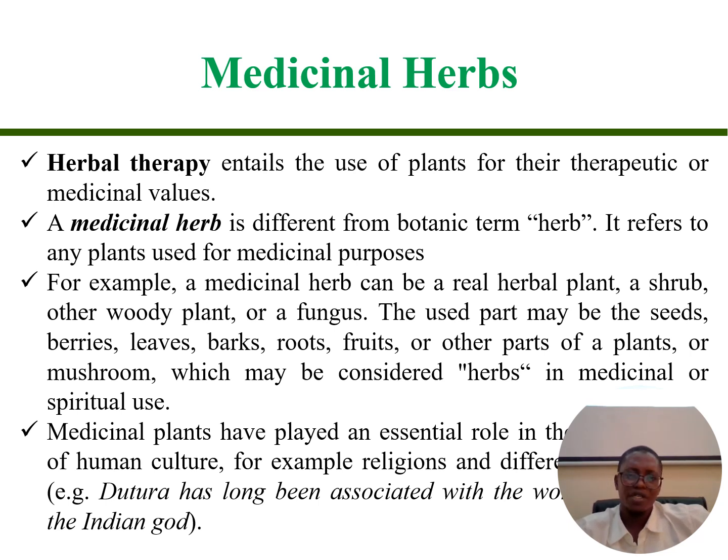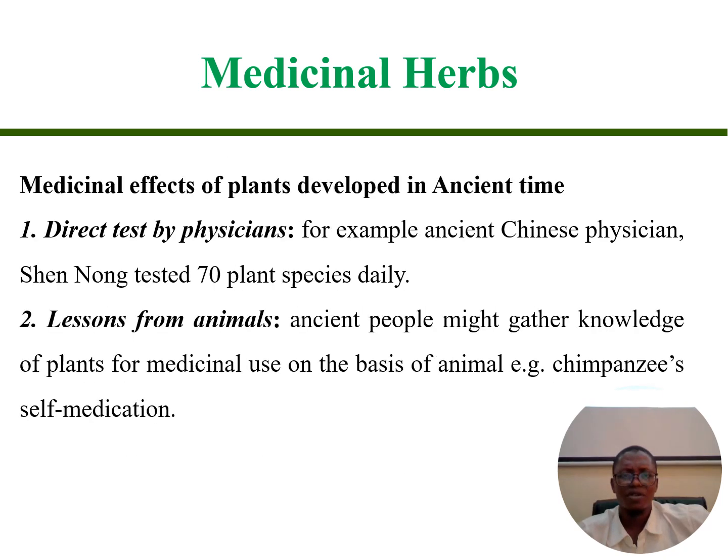What do we call ethnobotany? It is the study of the relationship between man and plant. So we can use herbs for medicine, for other purposes, for shelter, for food, for rituals, for religious purposes. So sometimes, how do we get the plants to use to solve our problems? We have several methods which we use to get information about medicinal plants.